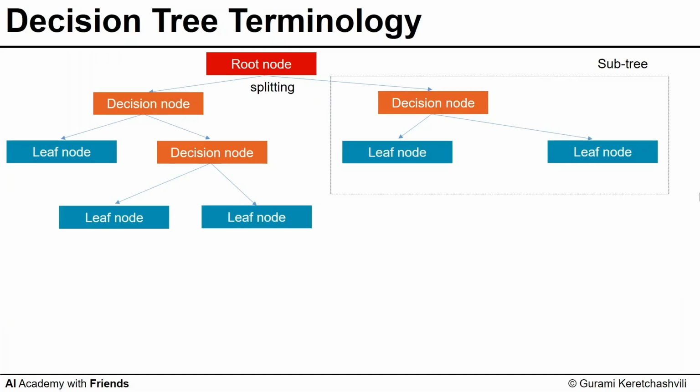This is what a decision tree structure looks like. We can see a node which is further split into other decision nodes, and they are also divided into subnodes until they reach leaf nodes.